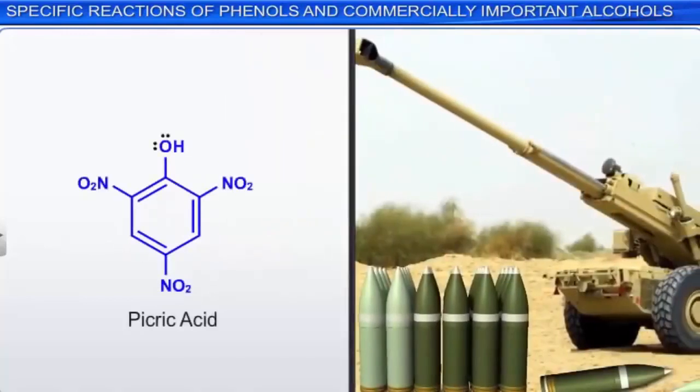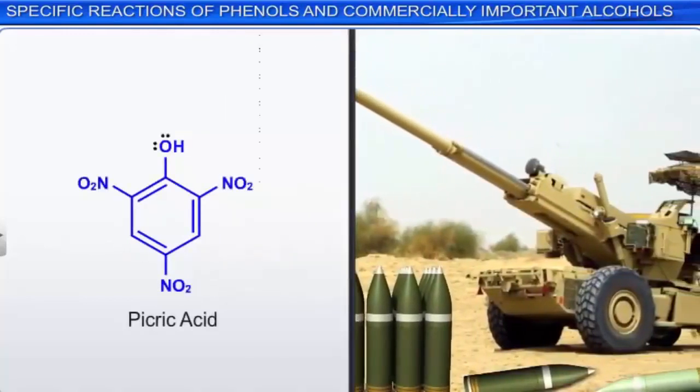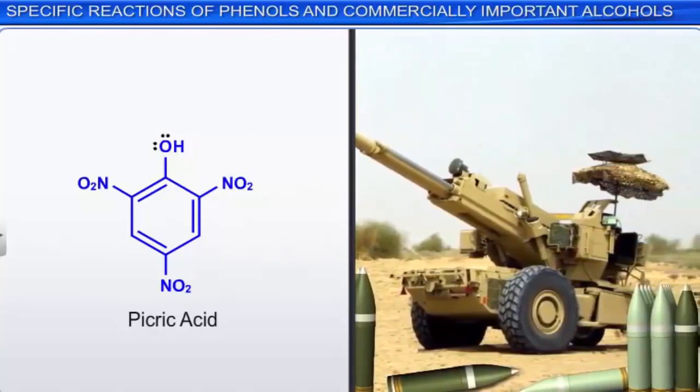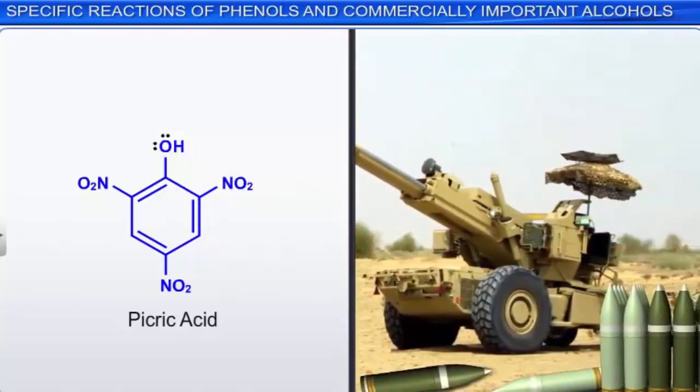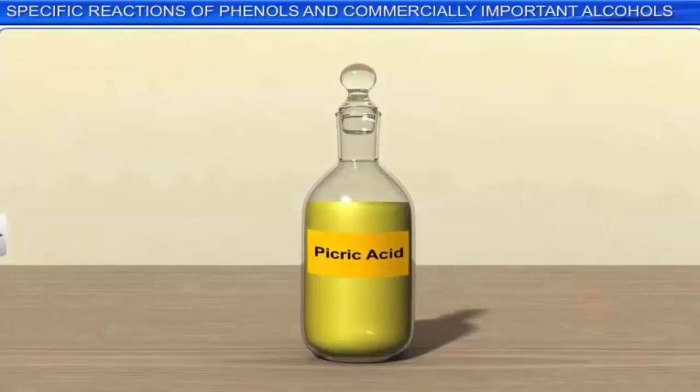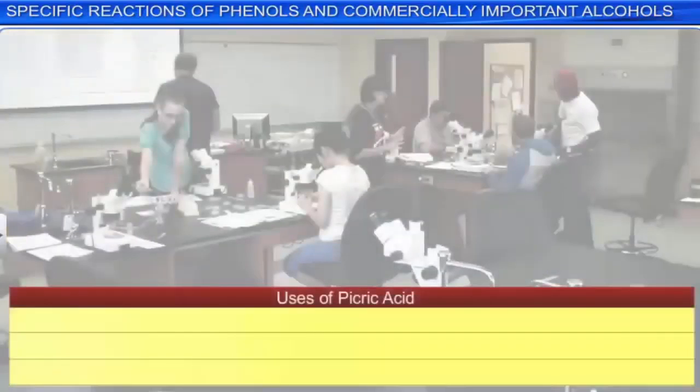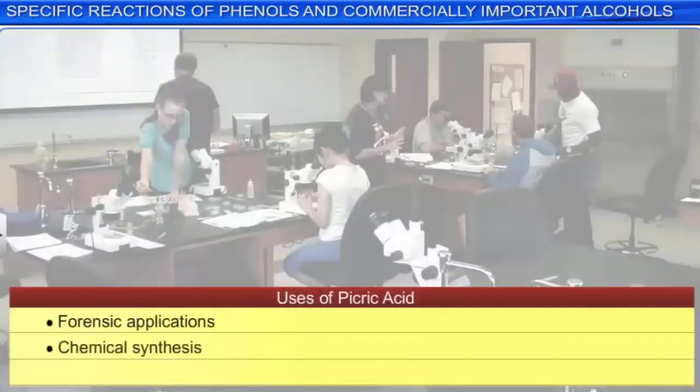It is explosive and was formerly used in artillery and munitions. Picric acid in the laboratory must be stored wet, else explosive metal picrates may form. It is used in several forensic applications, chemical synthesis, and gram staining in biology.